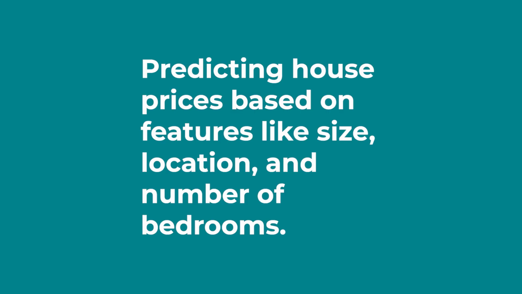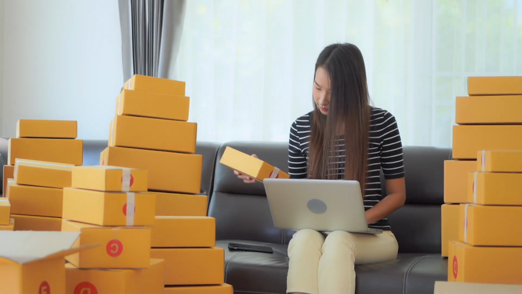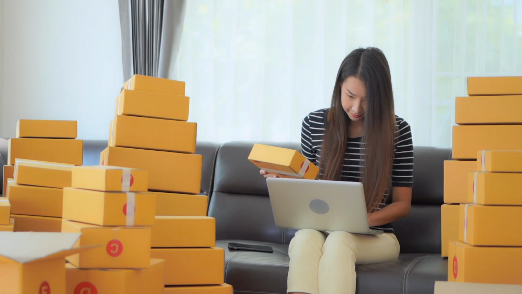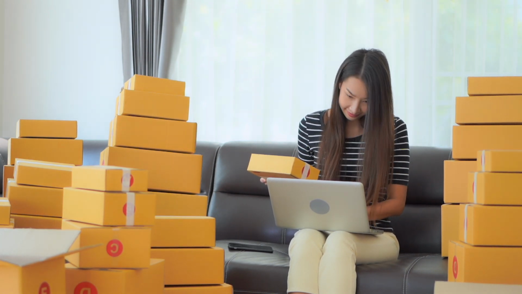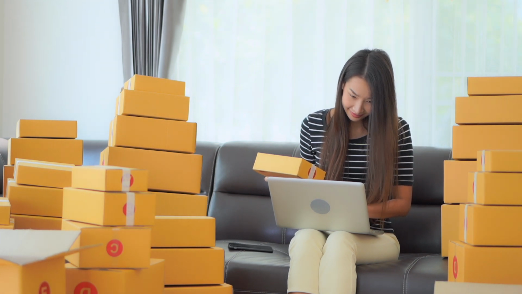Regression, on the other hand, is for predicting continuous values, like predicting house prices based on features like size, location, number of bedrooms. To make supervised learning work, we split our labeled data into two sets, one for training the model and another for testing it. The model learns from the training data, and then we test it on new, unseen data to see how well it predicts.